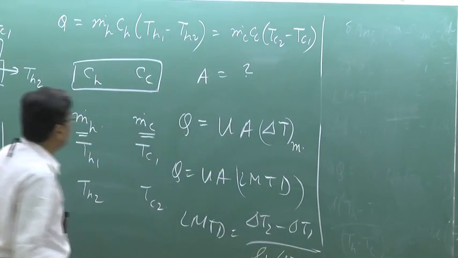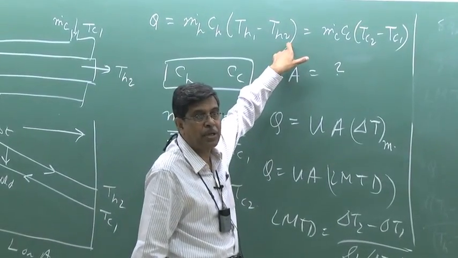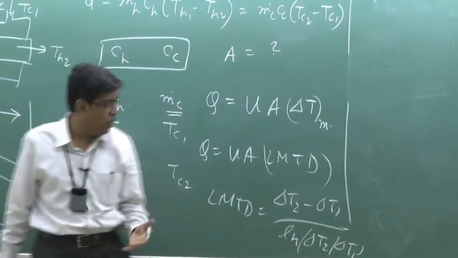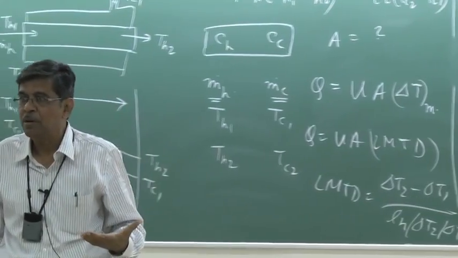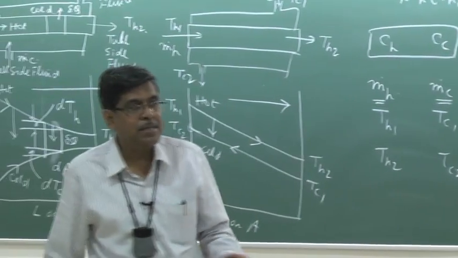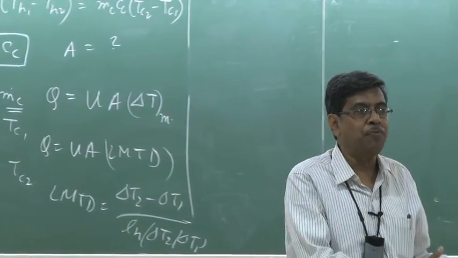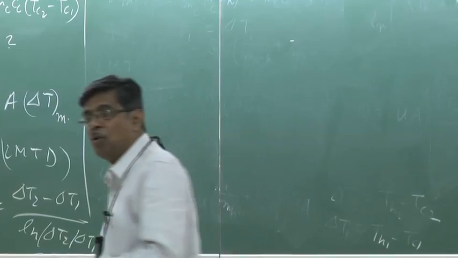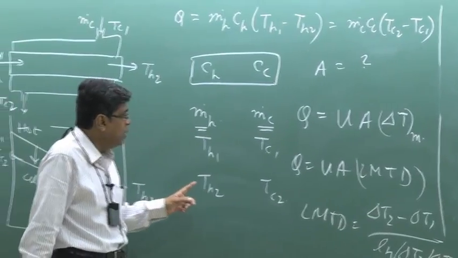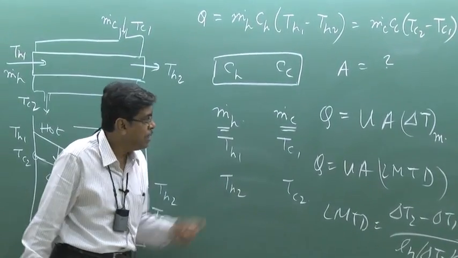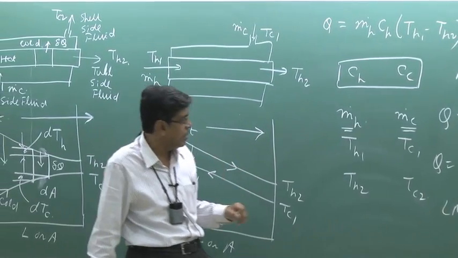Now, if I know only these two, Th1 and Tc1, not Th2 and Tc2, this equation cannot tell anything. So how do we find this out? We cannot know the LMTD. So for this type of problem, where the sizing is given but we have to rate the exchanger, meaning whether a particular exchanger with a given surface area is suitable or not, what do we have to do? We have to use an iterative method.